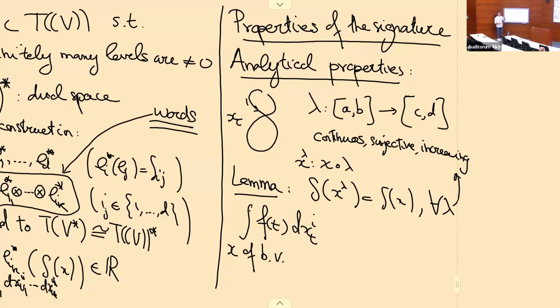So I assume that it's clear what bounded variation means to everyone. If x is of bounded variation, then essentially you can interpret this dx as the integral of f of t against the measure mu xi of dt. And this measure is just the Lebesgue-Stieltjes measure associated to x, right?